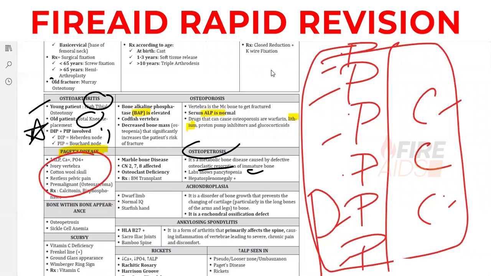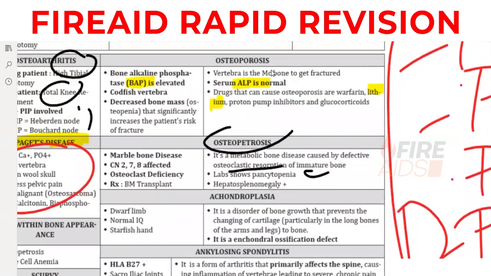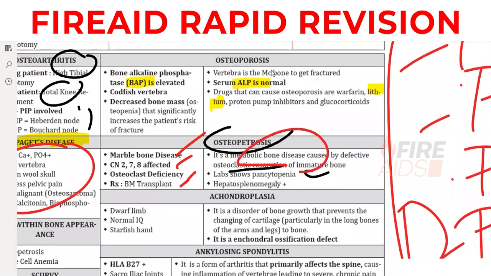Yes, very good. Next is osteopetrosis. Osteopetrosis means marble bone disease. Cranial nerves 2, 7 and 8 are affected. Osteoclast deficiency will be there, so treatment is bone marrow transplantation. This is an osteoclastic resorption state of immature bone, so the bone is not matured because of the osteoclastic problem. Labs will show pancytopenia, and hepatosplenomegaly will be there. So for osteopetrosis, I want you to remember marble bone, cranial nerve 278, and osteoclast deficiency. These three words are very, very important.